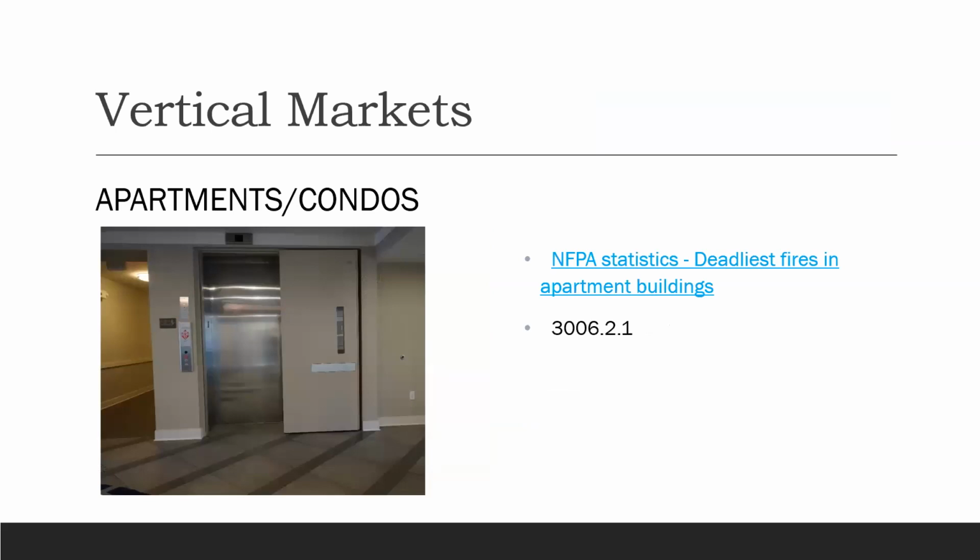Now there will be people sleeping in apartments and in condos, and that means the corridors are going to be rated, and they're going to need that elevator shaft and stairwell protection as well. Again, that's 3006.2.1. Now, the NFPA actually has a list of deadliest apartment building fires. It dates back to 1978. But what I like to point out is that there's a fire on there from December of 2017, so almost 2018. And I'm sure the latest Bronx fire in 2022 is probably going to make that list as well.